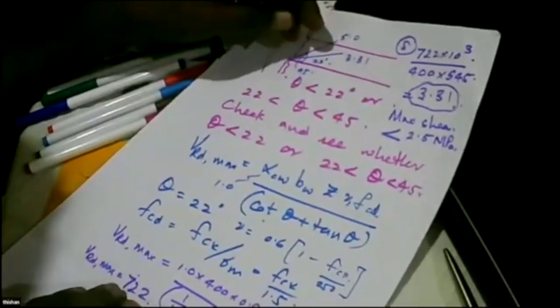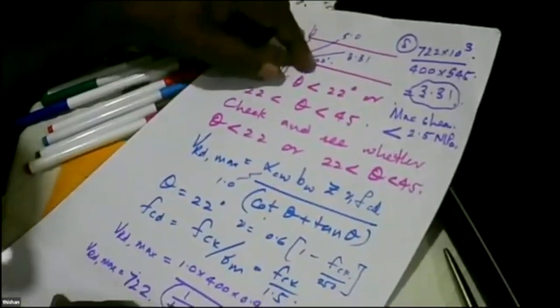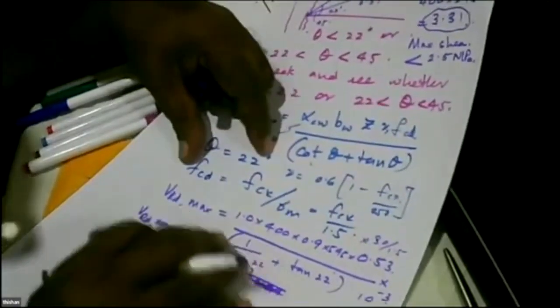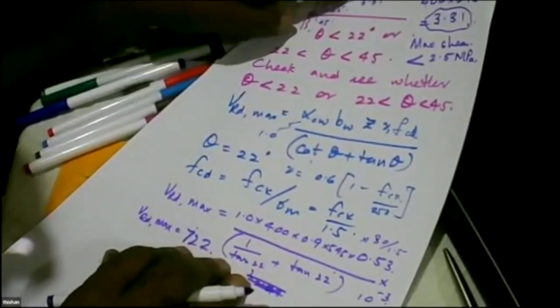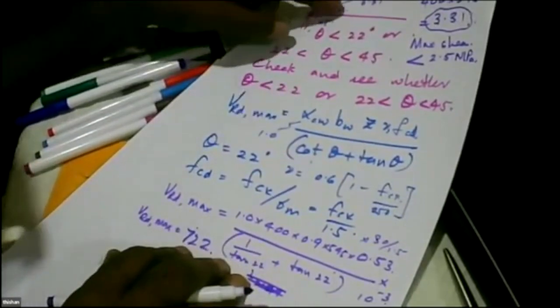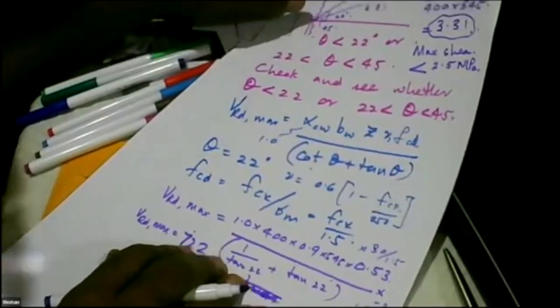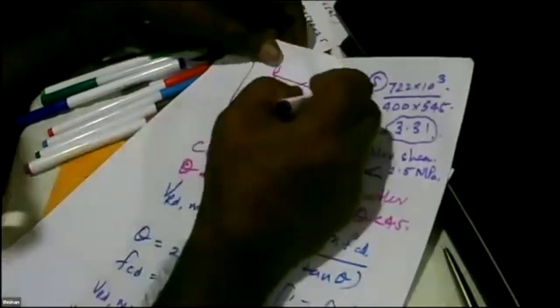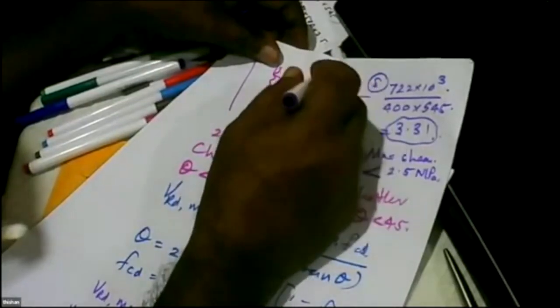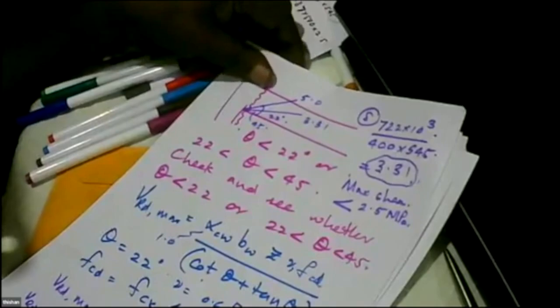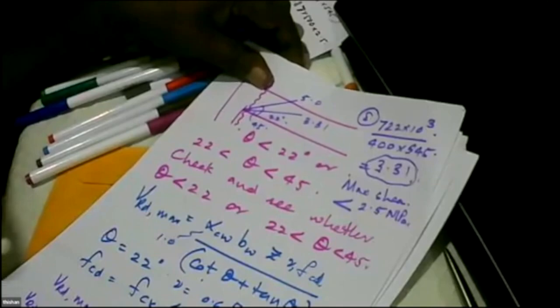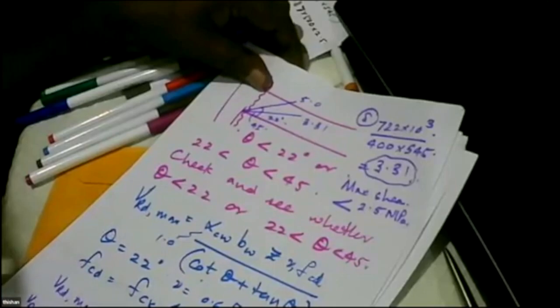Now if the shear is more than around 850 or 900, what will happen? The angle will be more than 22, because the maximum shear stress can vary between 3.31 and around 5. So what shall I do? I will keep the maximum shear stress less than 2.5. Then what will happen? I don't have to do any calculation because the angle is 22 anyway.